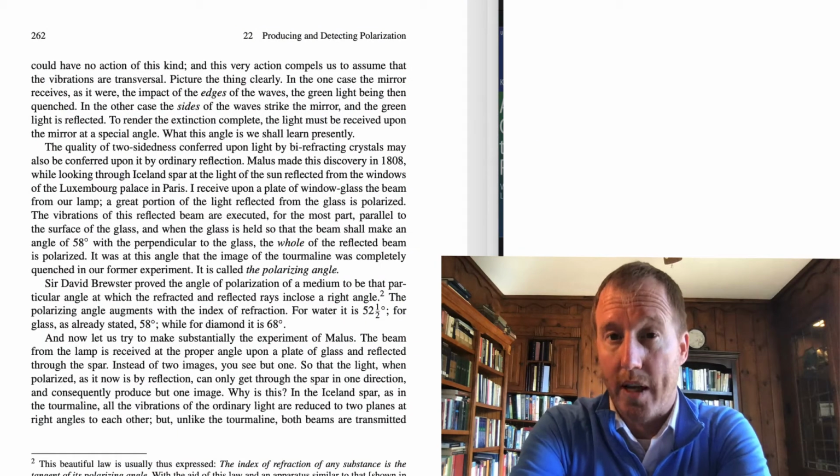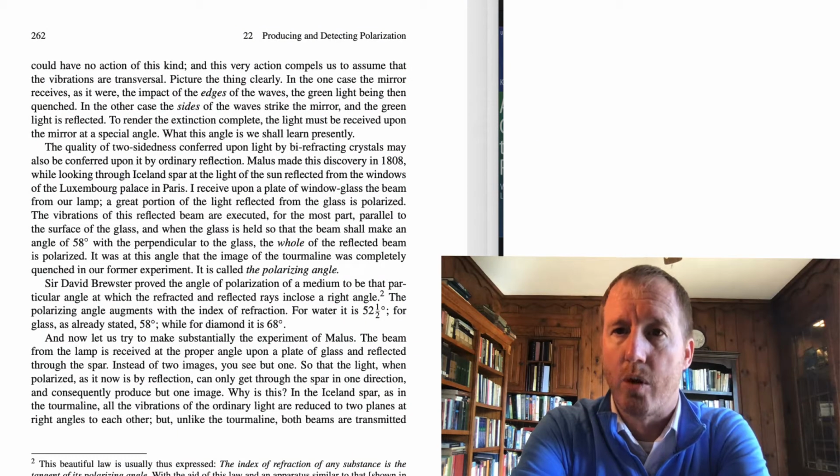Malus had discovered in 1808, by observing light reflecting off some of the palace windows at Luxembourg Palace in Paris, that at a particular angle, the light is completely polarized when reflected off of this surface. Now, this wasn't a systematic study. It was Sir David Brewster who did a more systematic study of the polarization of light by reflection. So I'd like to say a few things more about that.